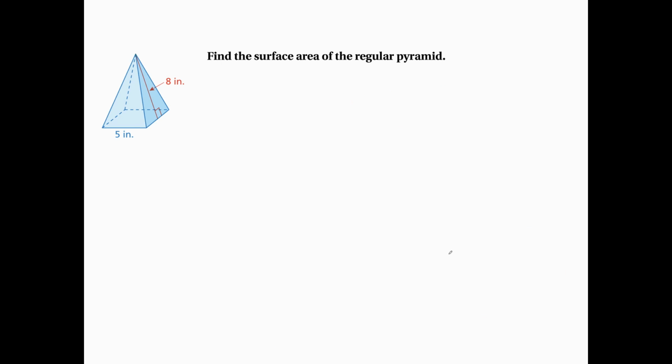Let's find the surface area of this regular pyramid. Okay, so my base is a square. How do I know that? Because they only give me one dimension for the length of one of the sides of the base. So that means the base is a square. And the slant height is going to be this value. It's pointing at the height of one of the slanted triangles.